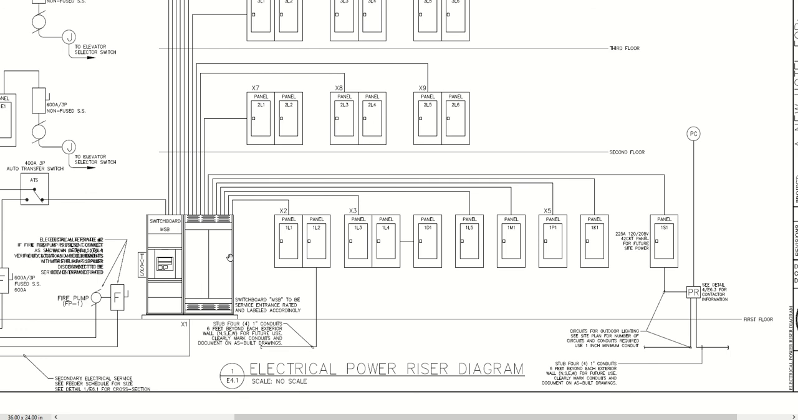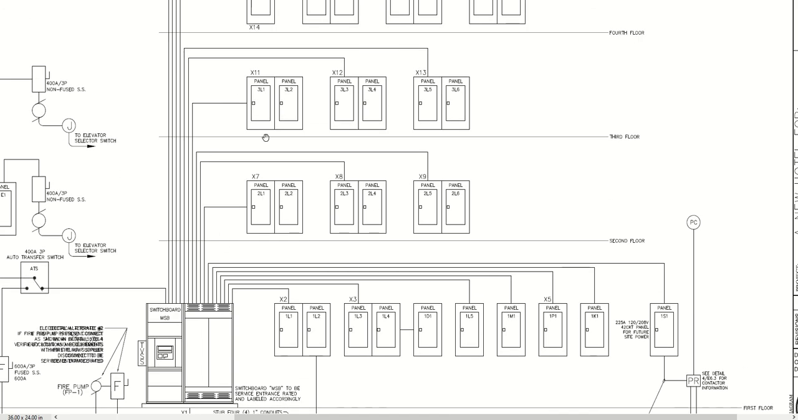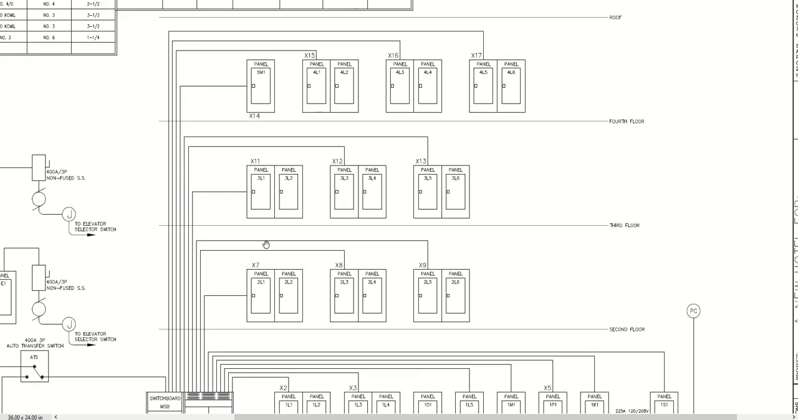And it's our main switchboard, and then we go up to different floors and feeding all the different panel locations. So this gives you an indication how much feeder conduit you're going to be running throughout the building. We also have a transfer switch.